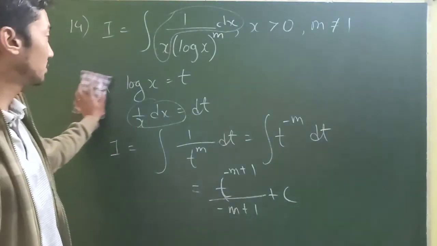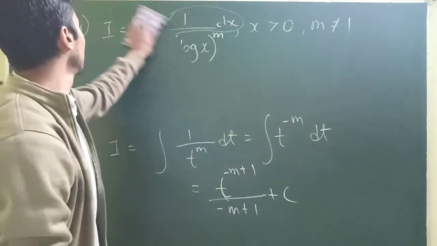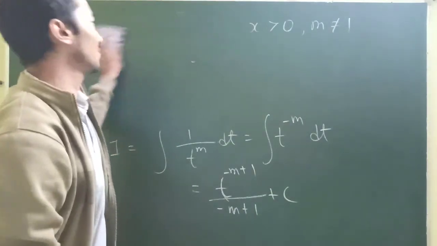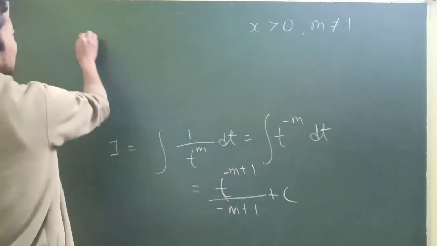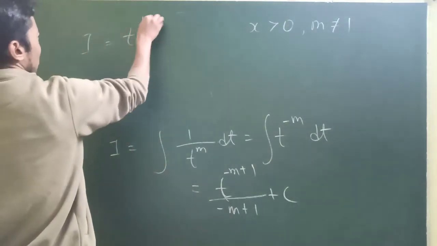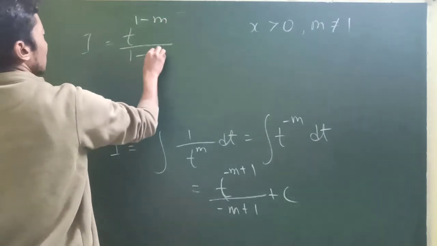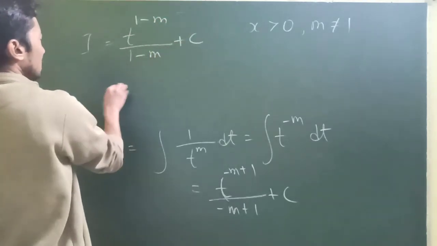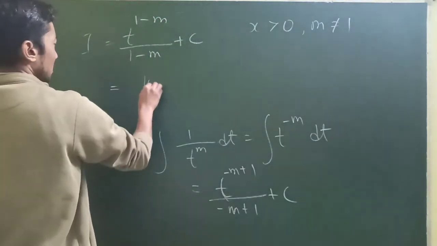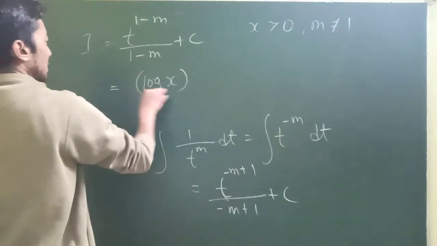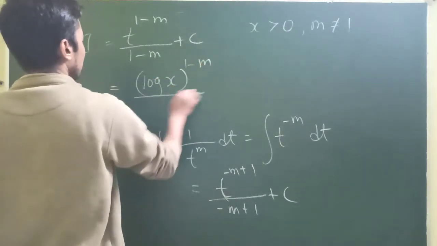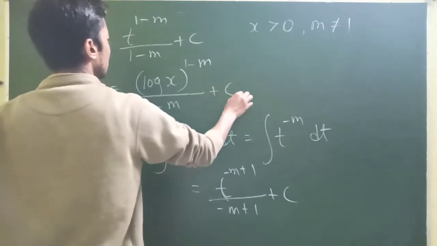Finished now, I'm rubbing off. You need to be quick. Or of course you can always pause the video, yeah. t power 1 minus m upon 1 minus m plus c. So what was the value of t? Log x. So (log x) power 1 minus m upon 1 minus m plus c.